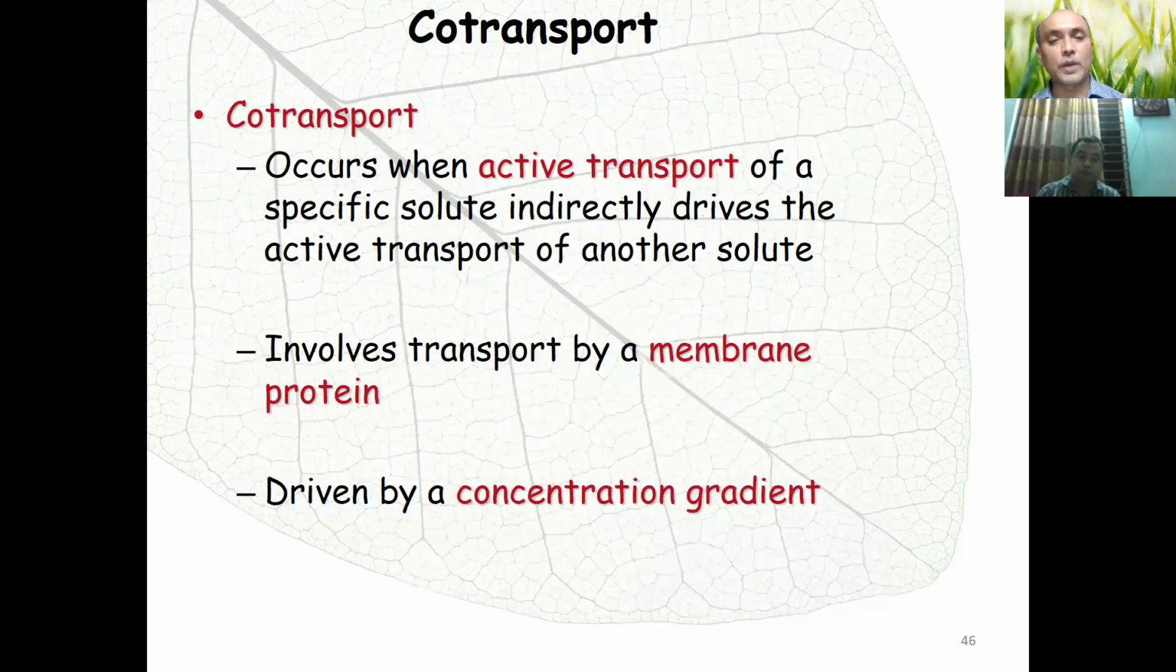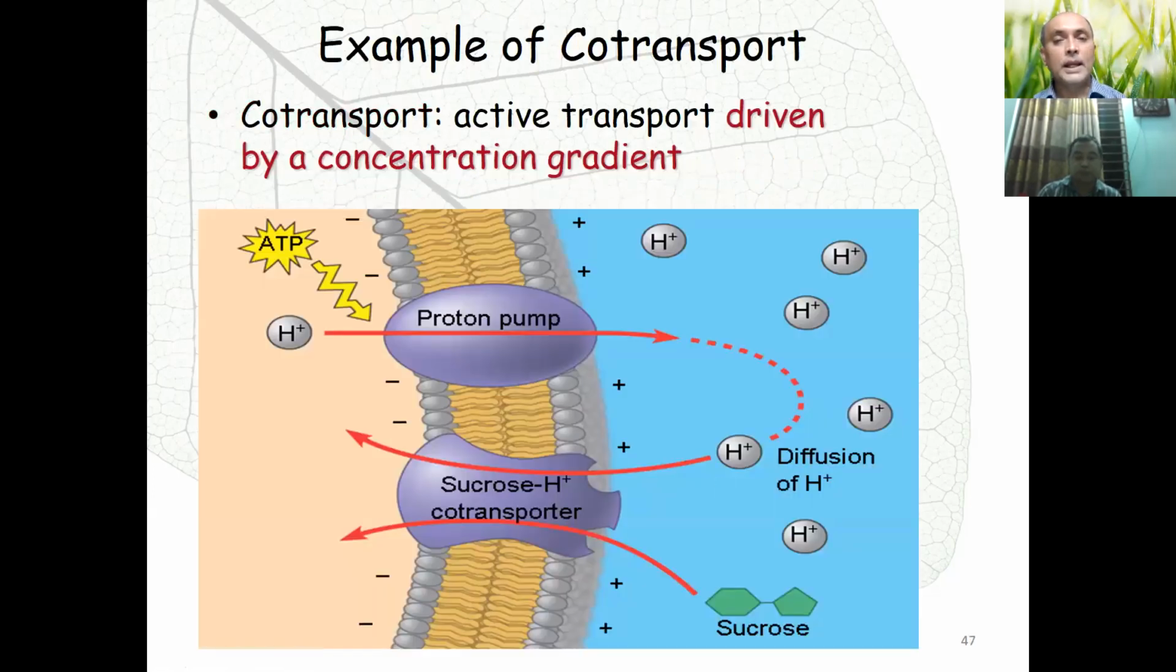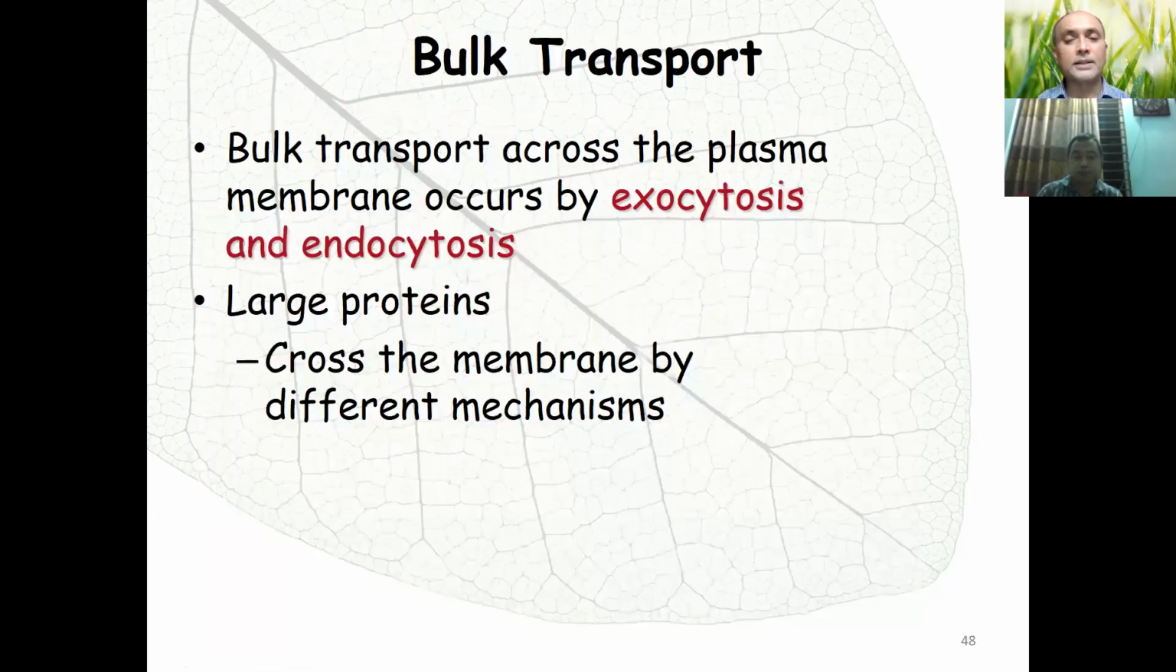Co-transport sometimes occurs when active transport of a specific solute indirectly drives the active transport of another solute. It involves transport by a membrane protein and is driven by a concentration gradient, obviously. So, as an example of co-transport, here you can see the protein. Protons are transported here, and in that case, sucrose molecules can also pass through the co-transporter. Co-transporters are also proteins, so they are also involved in the exchange of molecules.